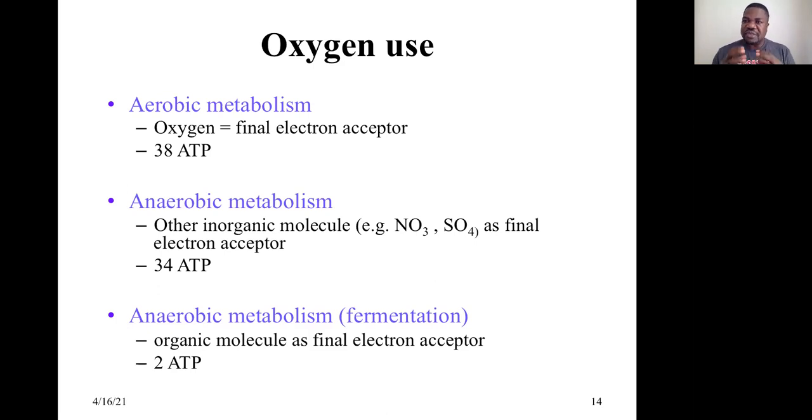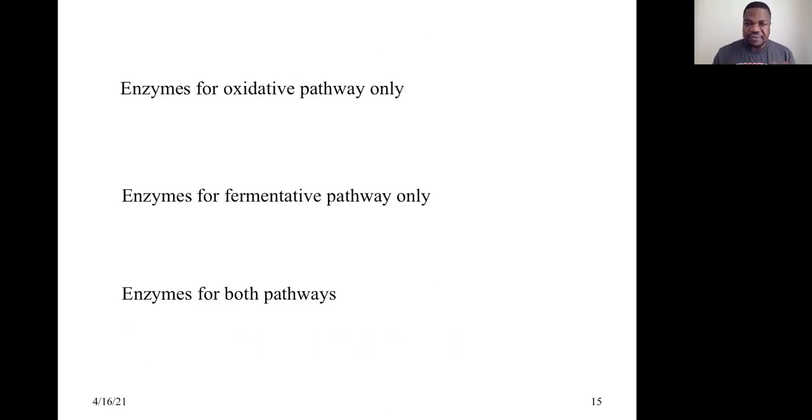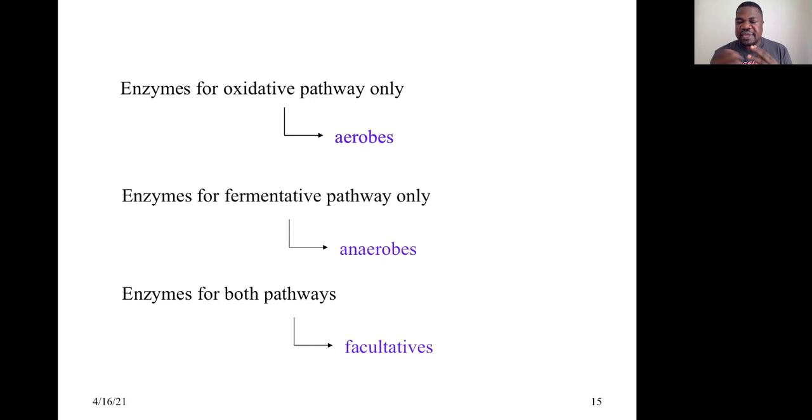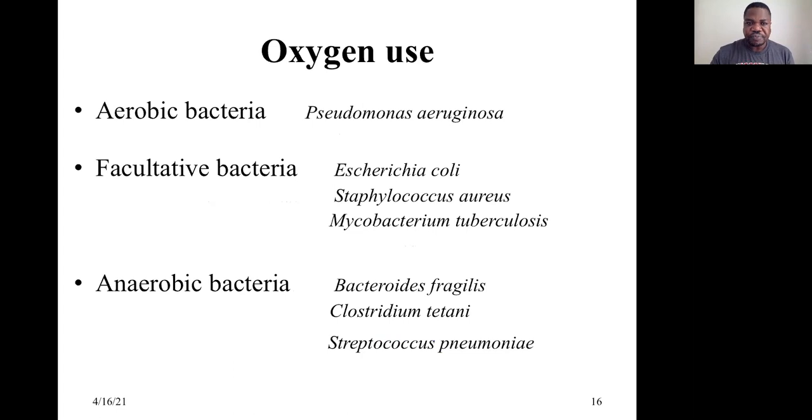So oxygen use is very important in terms of growth of microorganisms. Those that rely on the oxidative pathway only are called aerobes. Those that rely on the fermentative pathway only are called anaerobes. And those that rely on both pathways are called facultative. Facultative microorganisms can switch. They principally behave as aerobes, but when aerobic conditions are difficult, they can switch to use the fermentative pathway.